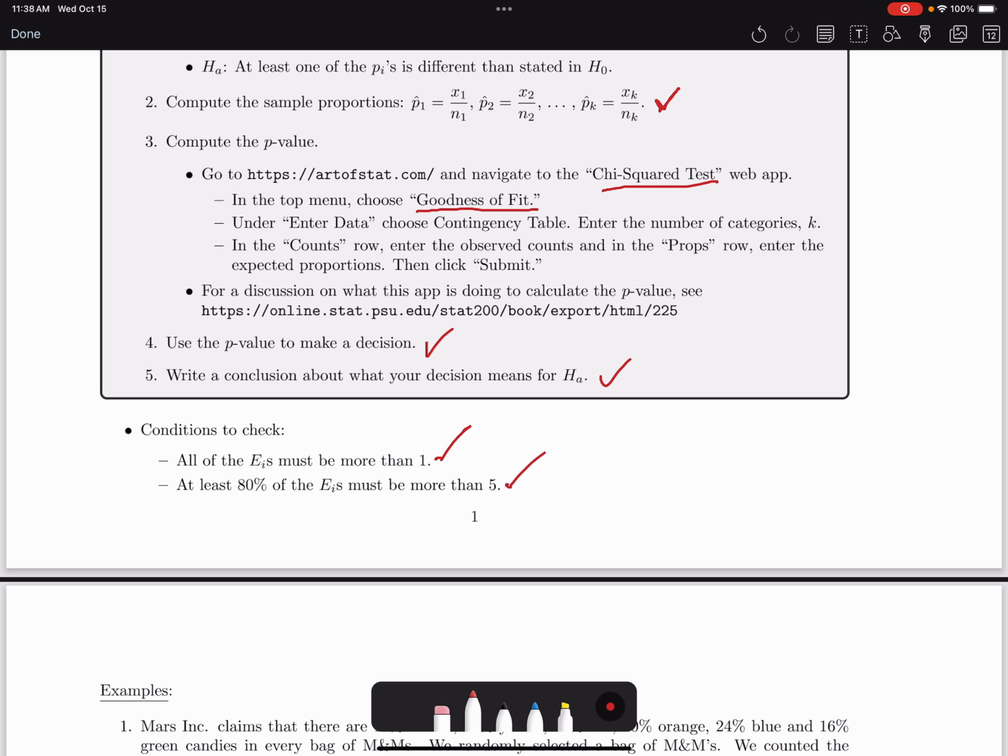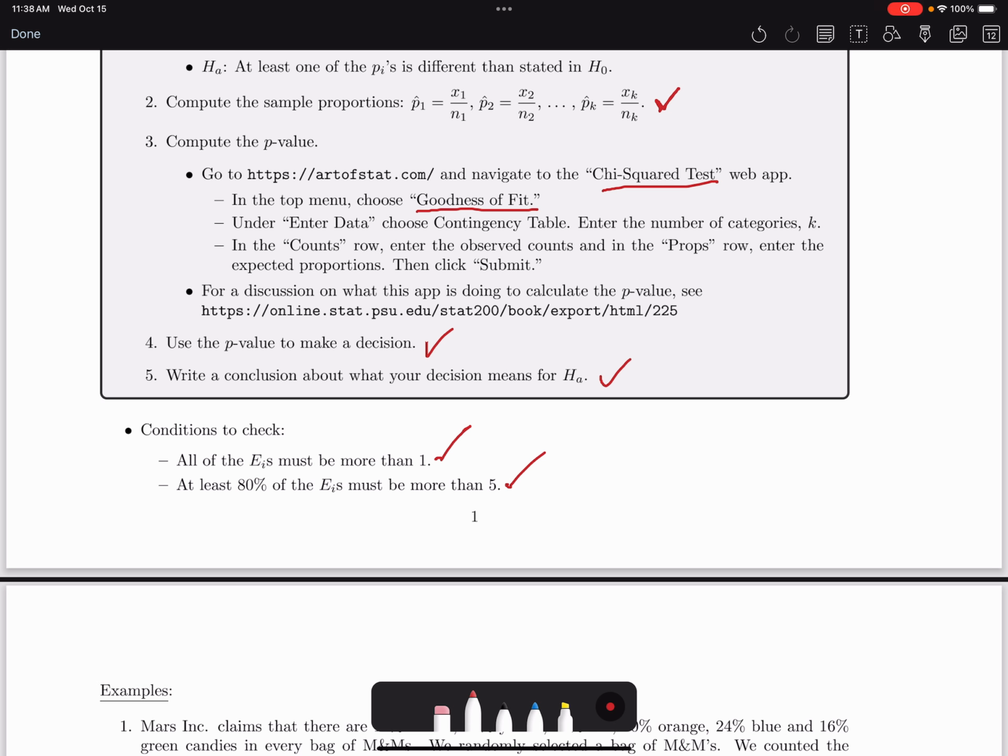So I haven't really emphasized the checking of conditions so far, because so far the conditions that we've had to check have been conditions we've checked in the past already. But these are a new set of conditions that we've never seen before. So I will show you how to check the conditions.